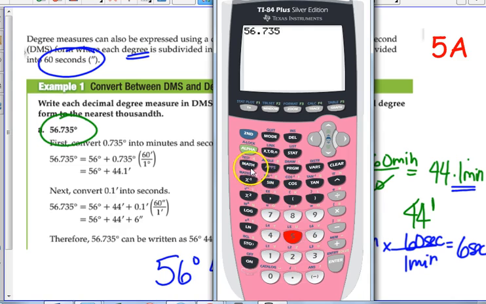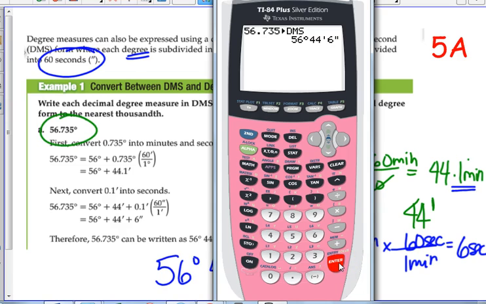And then we're going to go to the angle menu. Do you see it up here? It's on the apps key. So you're going to go second apps. Find it? Second apps, the angle menu. Choose choice 4 because we want to change this into degrees, minutes, and seconds.